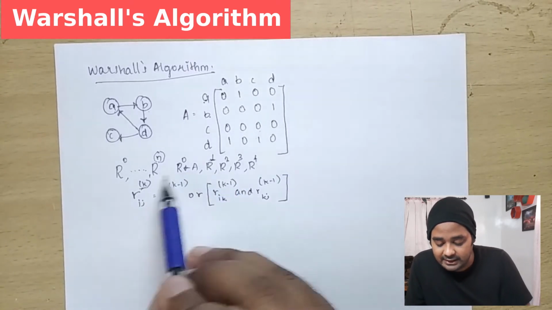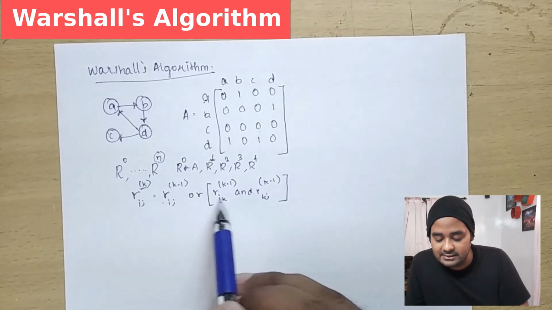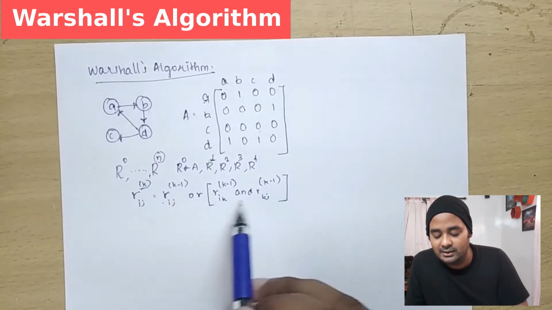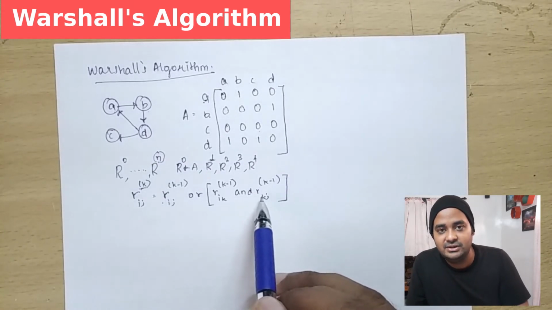So 1, 2, 3, right? So if your highlighted value of 1 is 1, we will mark it as 1. So both your row and column values have to be 1 for changing the current value from 0 to 1.